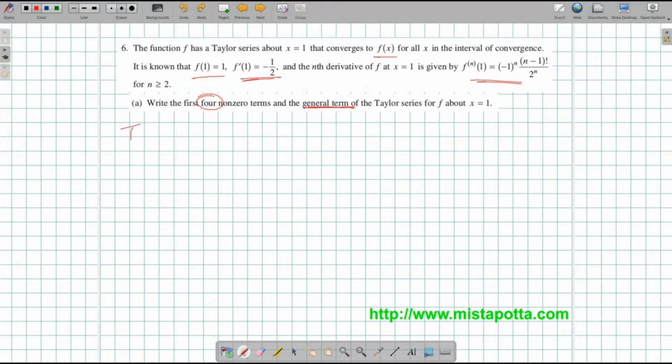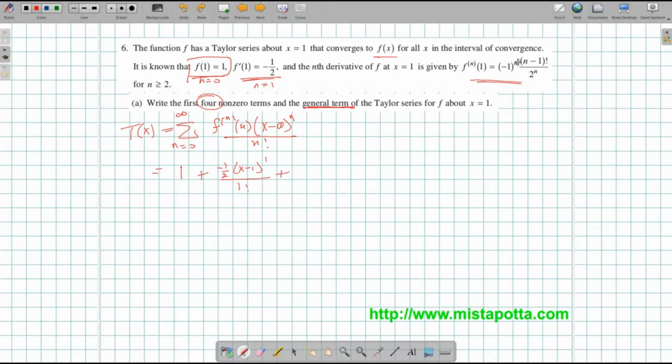So my Taylor series, remember that this is supposed to be the sum of the nth derivative at a times x minus a to the n over n factorial as n goes from 0 without bound. So for our purposes, I'm going to start with this value. This is where n equals 0. So this is going to be 1. This is where n equals 1. So this is going to be negative 1/2 times x minus 1 to the first over 1 factorial.